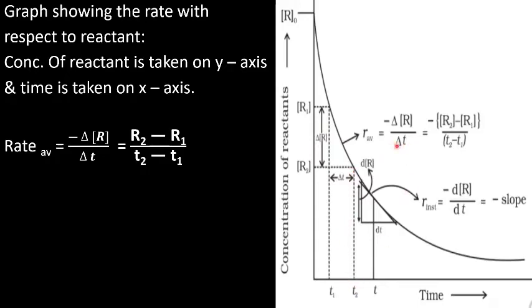So minus delta R by delta T, that is average rate, is equal to R2 minus R1 by T2 minus T1. Now for finding the instantaneous rate, a tangent is drawn to the graph wherever we want to find the instantaneous rate. Suppose we want to find the instantaneous rate at this time interval. So here at this point a tangent is to be drawn. Now the slope of the tangent is nothing but y-intercept by x-intercept. So instantaneous rate equals minus dR by dT, that is the slope.